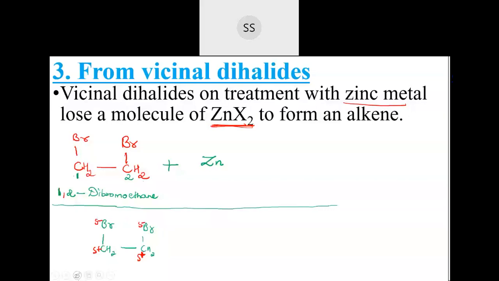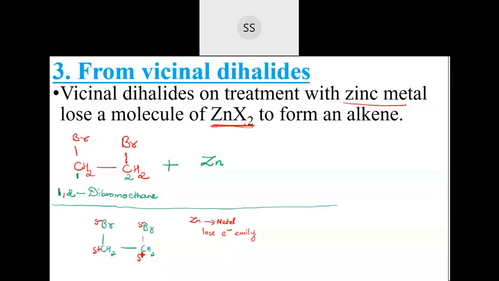Okay. Now coming to when you make them react with zinc. You know zinc is a metal. And what are the characteristics of a metal? Metals lose electrons very easily. They can donate electrons, and when they donate electrons, they become more stable. To acquire a stable electronic configuration, they try to lose electrons easily.